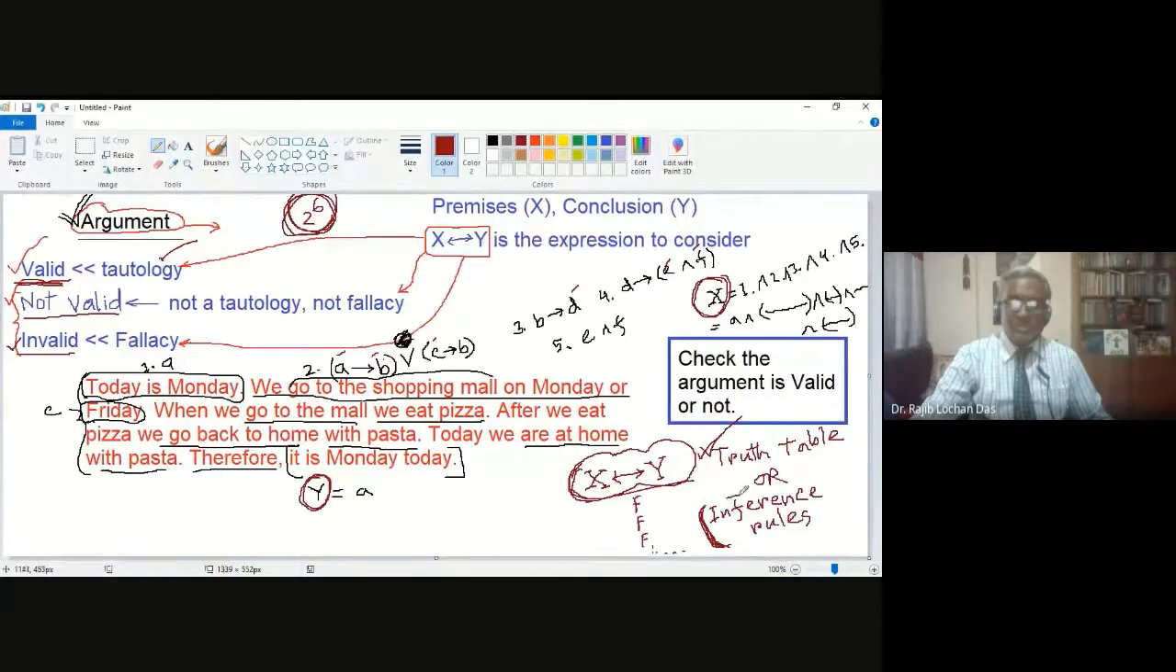The process is hard, complicated, but it is small. Truth table is very easy, but it is big. If you have a big argument, with 10, 12 or 15 variables, then it will be very, very hard to make the truth table because of the size. So this is what I want to tell you today. We will talk about inference rules and how to handle the arguments in the next class.